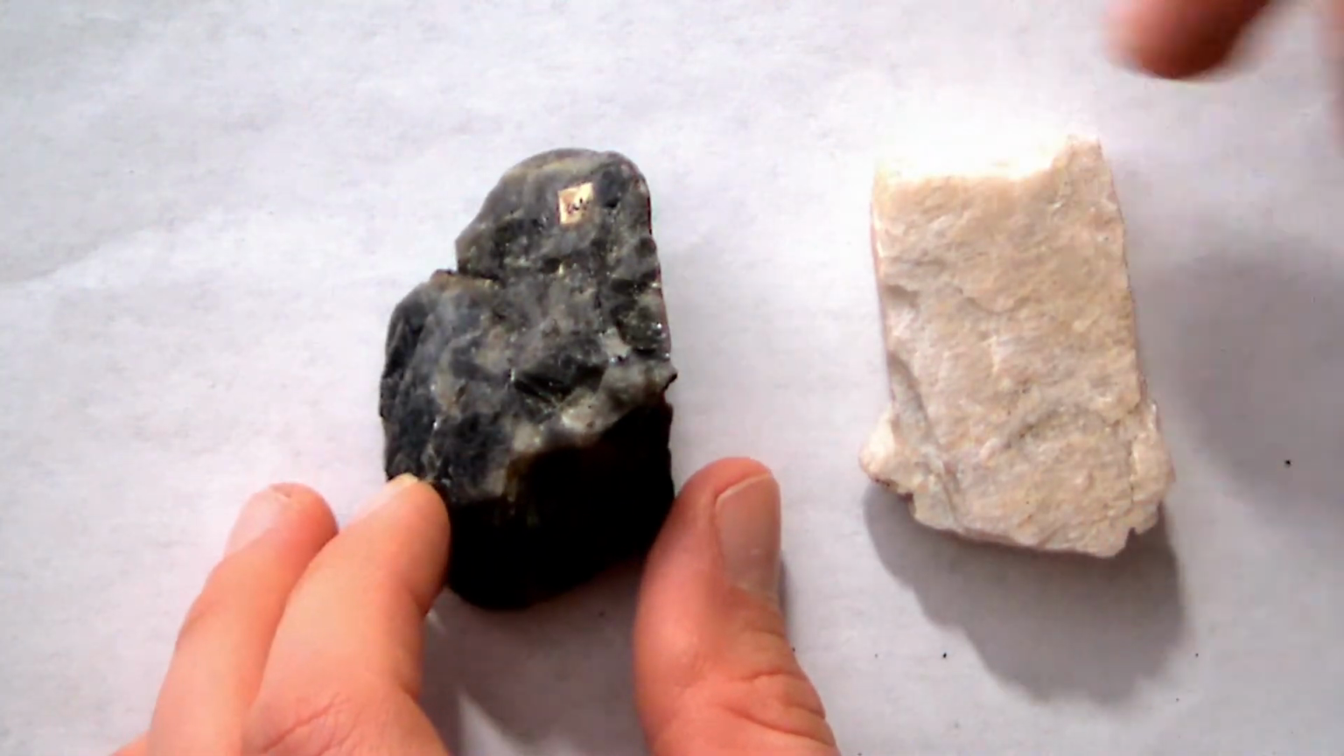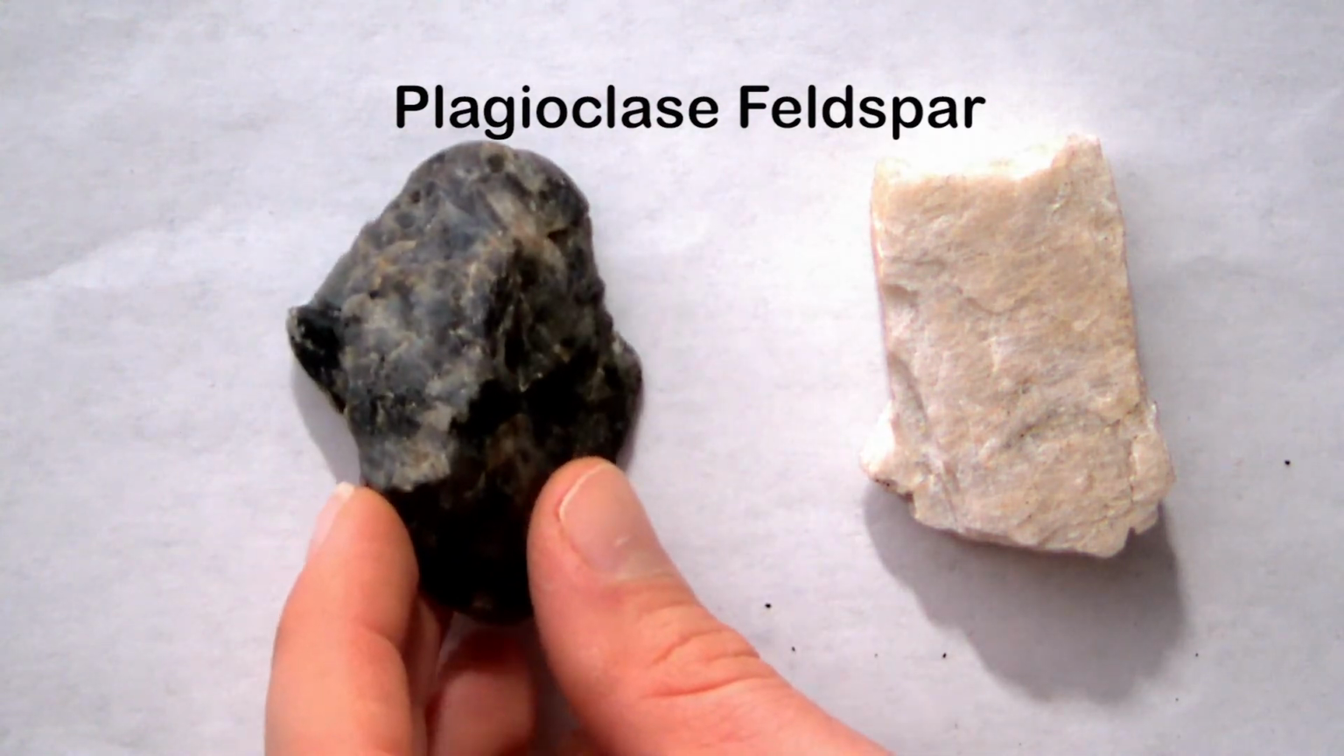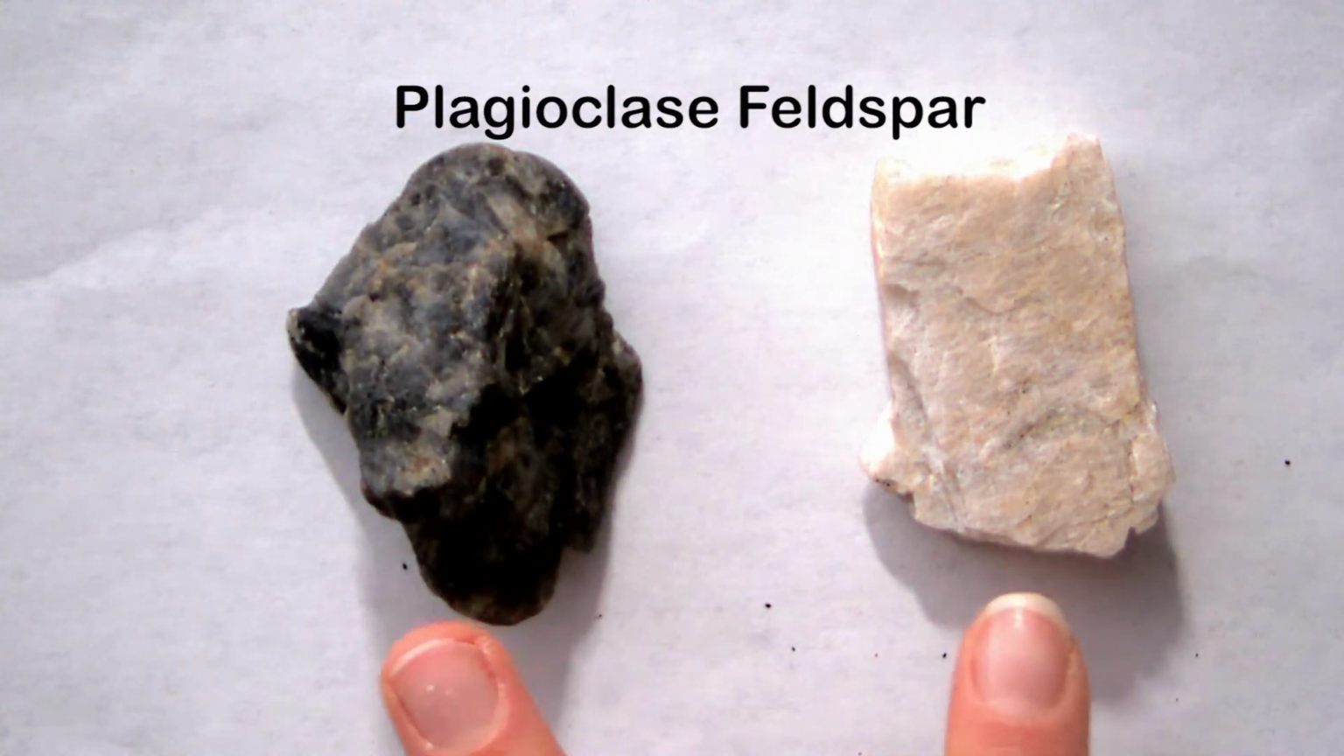Here are 2 samples of plagioclase feldspar. As you can see, they are drastically different colors.